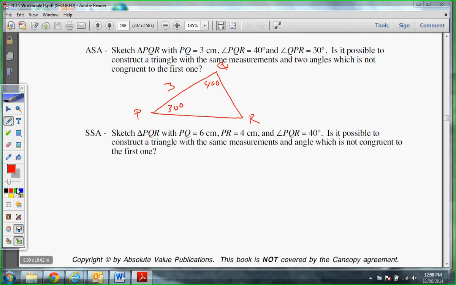So if I look here, I have this side locked down, this angle makes this side, this angle makes this side. I have all 3. I have a piece of information for all 3 of my relationships. So again, this one is a congruent statement. So no, I can't make a triangle with those measurements that is not going to be congruent.